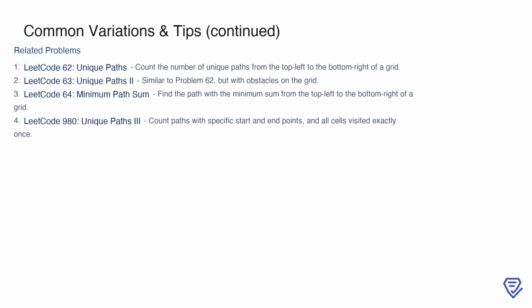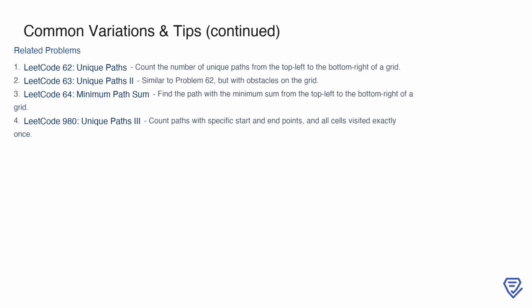This problem is closely related to several other grid-based problems that you might encounter. For example, in LeetCode 62, Unique Paths, the goal is to count the number of unique paths from the top left corner to the bottom right corner of a grid. It's a classic dynamic programming problem. LeetCode 63, Unique Paths 2, builds on this by introducing obstacles on the grid, which must be accounted for in your path calculations.